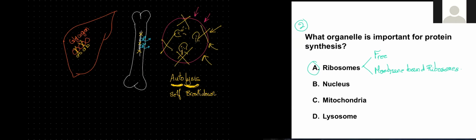We have only two types of ribosomes, either free ribosomes or membrane-bound ribosomes.